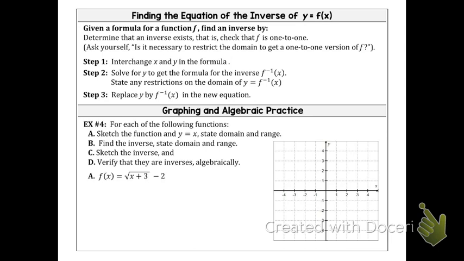So example 4 here. You might want to write a little smaller. It's got some work for us to do, okay? It says for each of the following functions, we're going to sketch the function and y equals x. We're going to state the domain and the range. Then we're going to find the inverse and state its domain and range. We're going to sketch the inverse. We're going to verify that they are inverses algebraically.